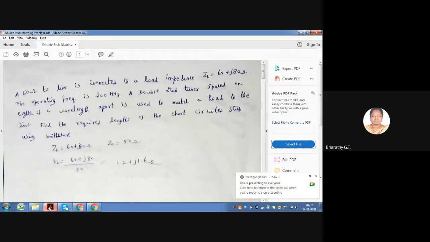Already we have seen single and double stub matching in previous classes. So whenever you are asked to find the length of the stub and location of the stub, then it means that it is a single stub matching problem. Whenever you are asked to find only the lengths of the stub, then it means it is a double stub matching problem.